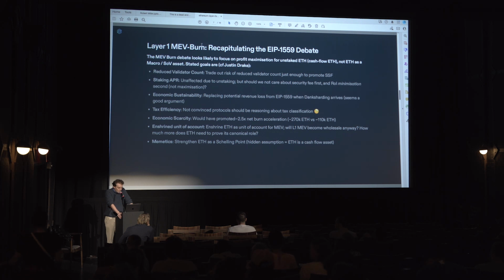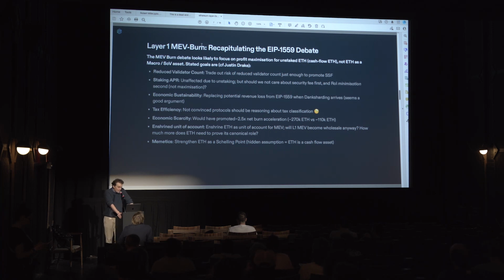There is an argument around economic sustainability. So this is obviously looking forward to danksharding, when we're going to have a severance of data. So not everyone will be storing all the data, but the data is going to be somewhat sharded. Then there could be some revenue losses from that, and this is about looking forward towards compensating for that. Tax efficiency, I'm less sure that should be a concern of a layer one protocol. So that's one of the ones I push back on.